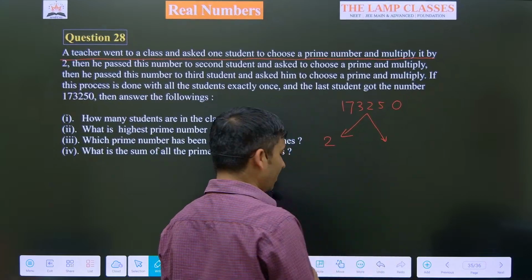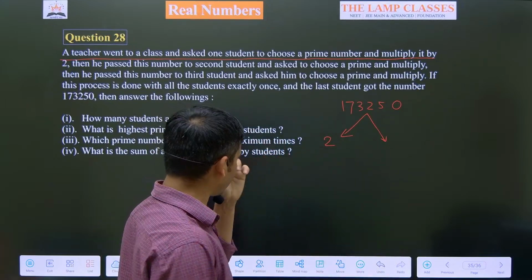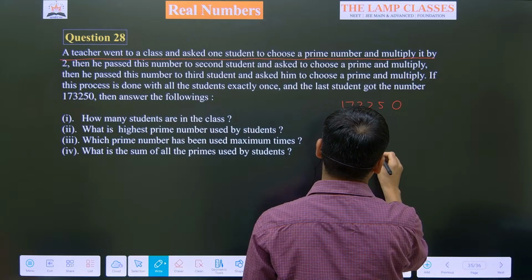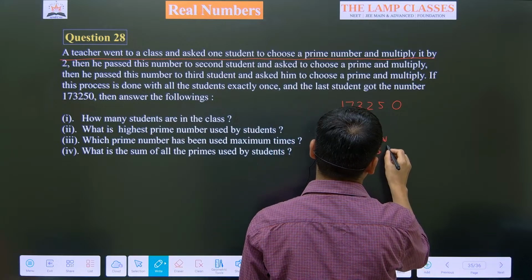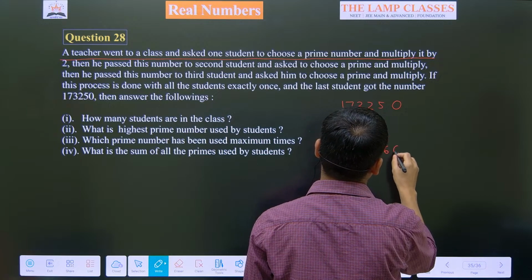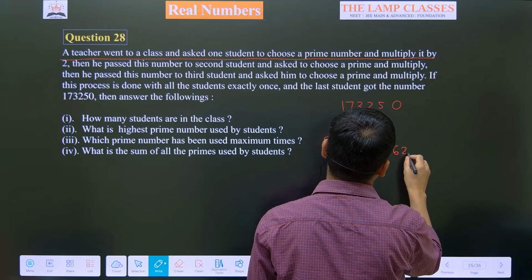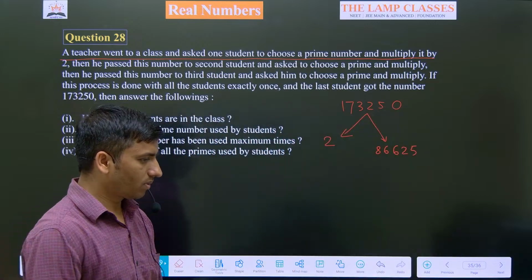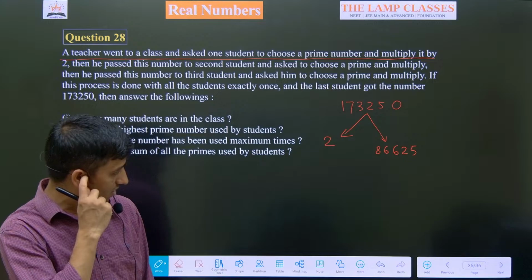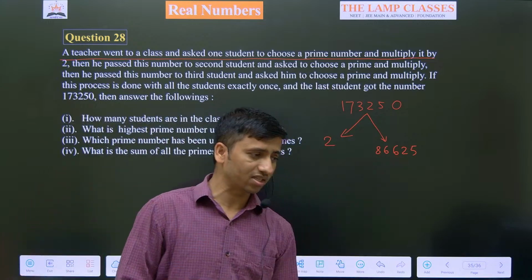It will take only time to make the factor tree. After that, it's not going to be a tough task, no? So 86625, right? And now the next number which can divide this number is either 3 or 5, na?